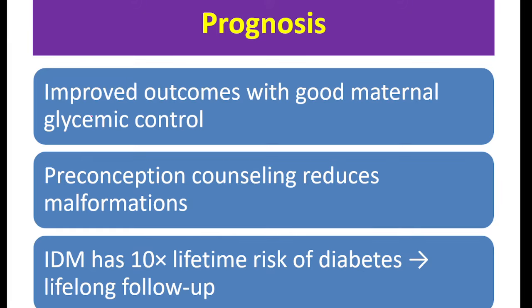Finally, the prognosis. Outcomes have improved significantly with good maternal glycemic control. Preconceptional counseling and tight control of diabetes before and during pregnancy can reduce congenital malformations and complications. However, infants of diabetic mothers still carry a tenfold lifetime risk of developing diabetes themselves, so long-term follow-up and preventive care is essential.